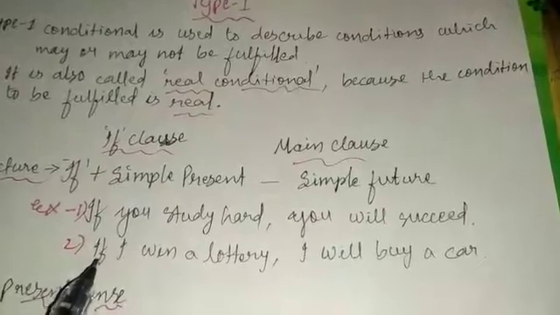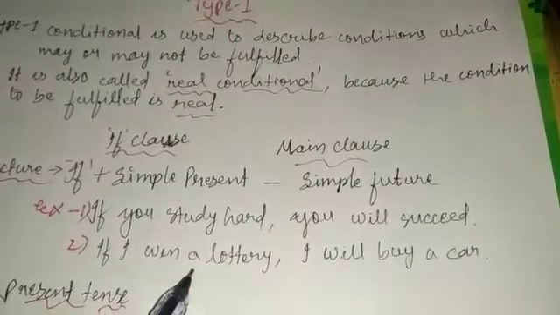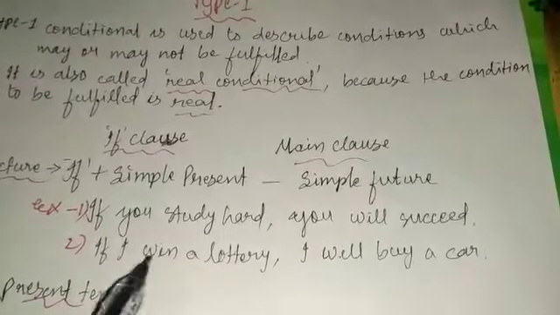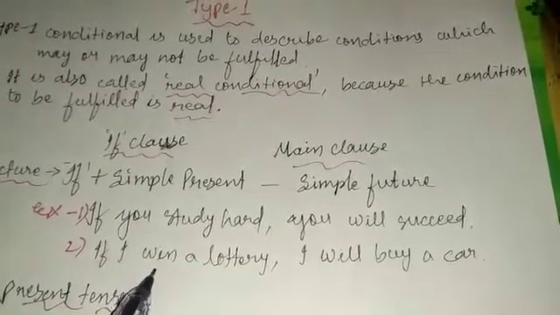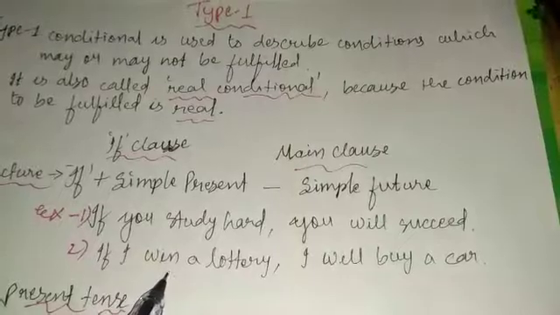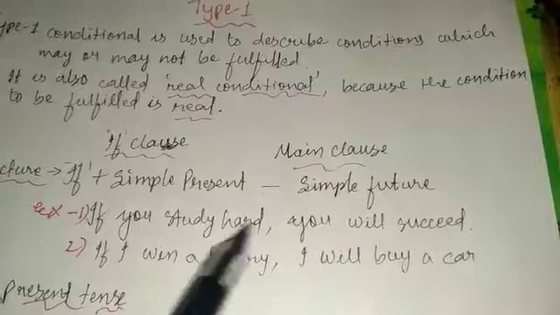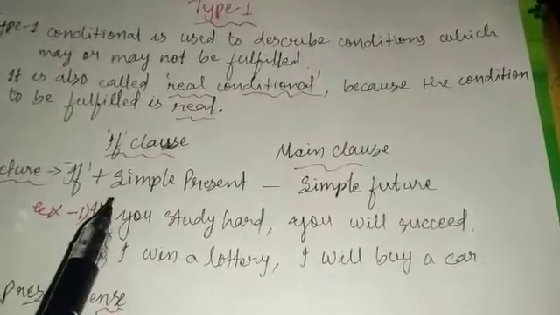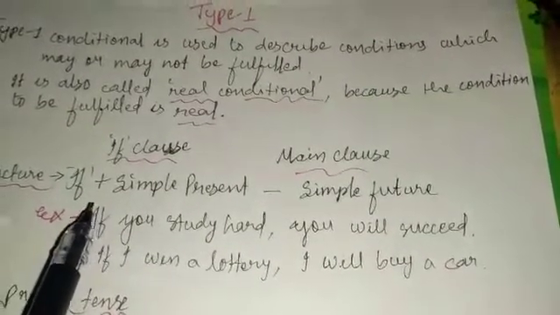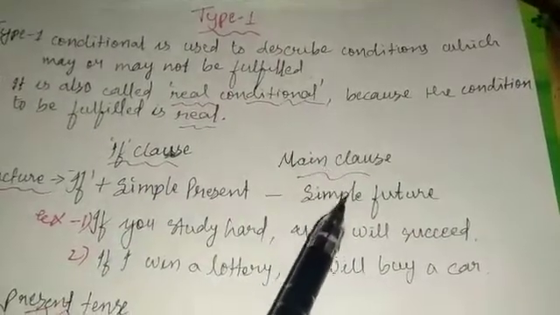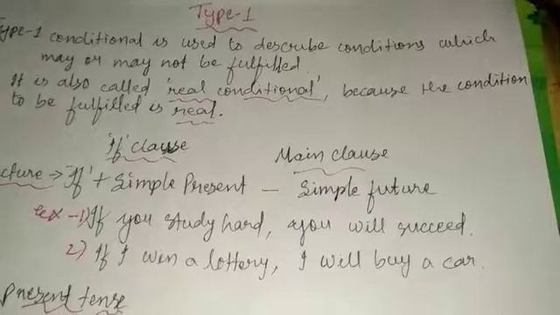Now look at the second example. If I win a lottery, I will buy a car. What is the condition put forth? That is, if I win the lottery, and the result will be I will buy a car. Now the rule is, I said that if plus simple present must be there in the if clause, and in the main clause it must be simple future.